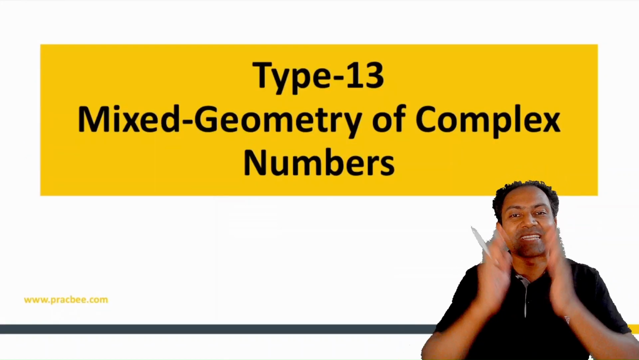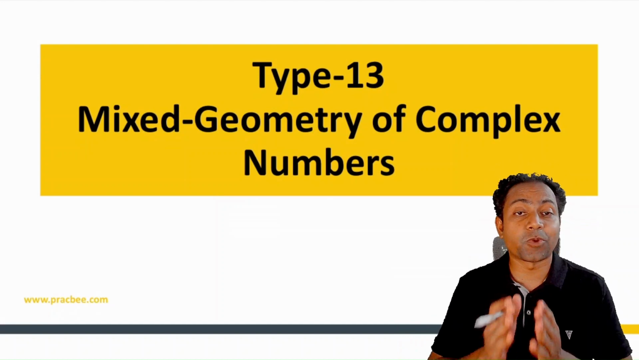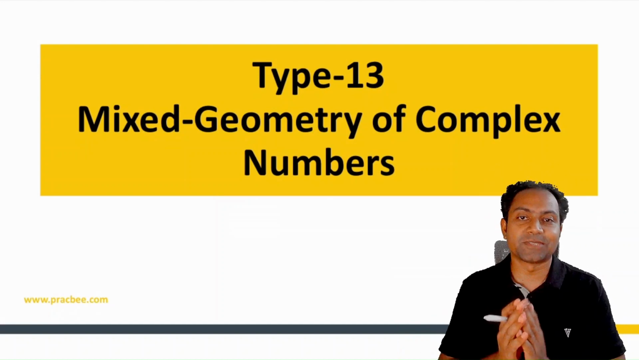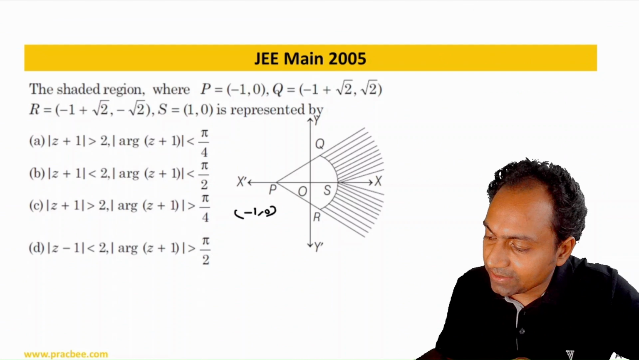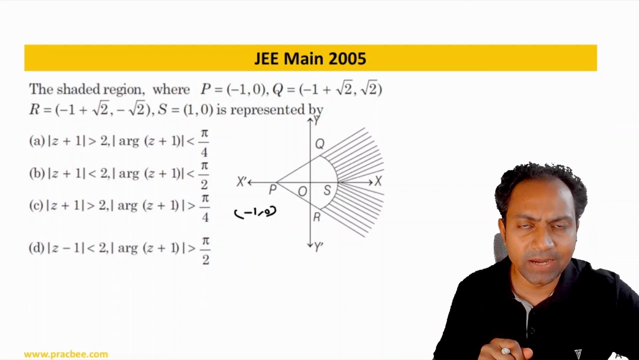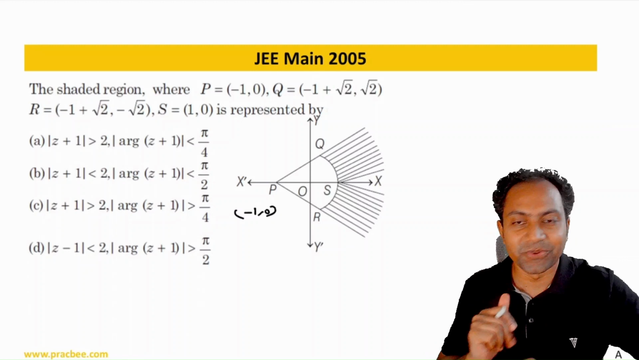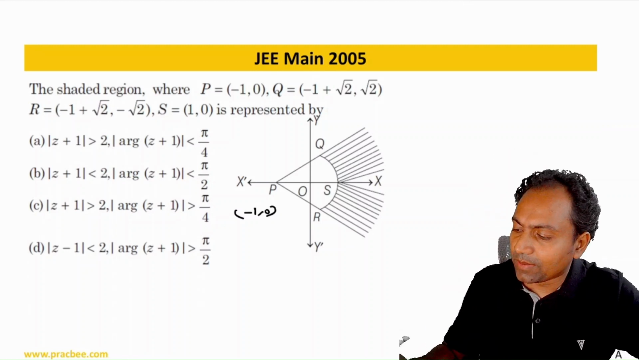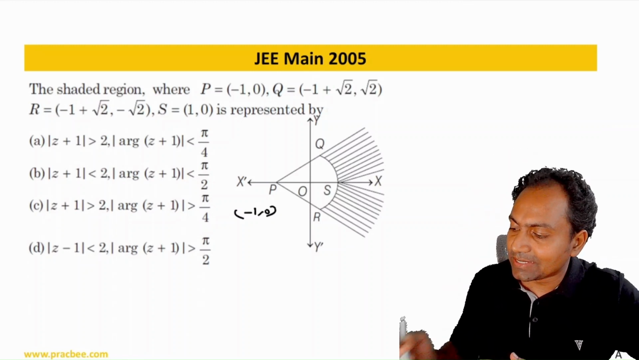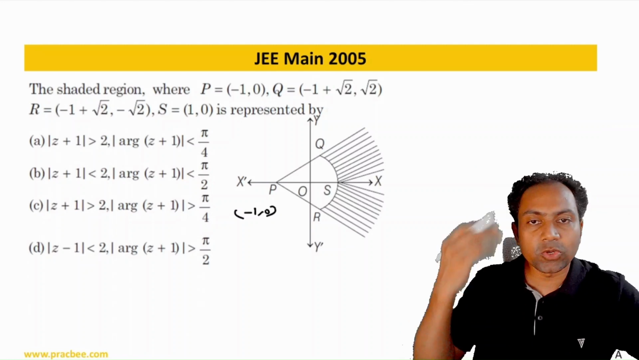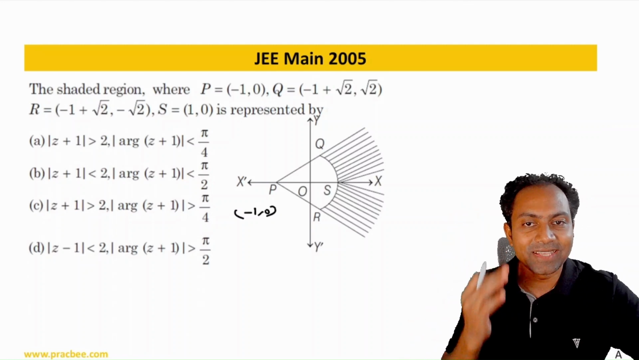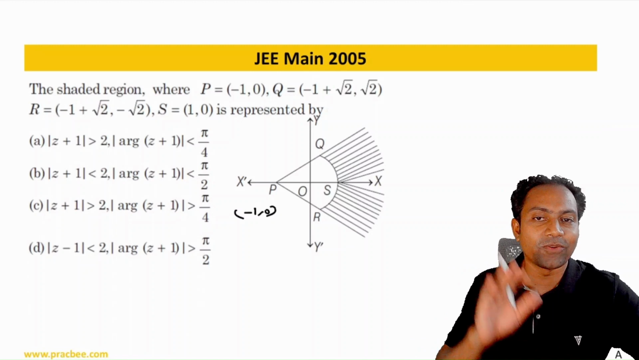Now let us move towards the last problem type of this chapter, that is problems based on mixed concepts in geometry. Now let us see the first question that came in 2005. And I am very sure that this kind of question can again hit you this year in 2024. In this question, they are talking about a region that is given to us in the diagram, and which of the following options is synonymous with the locus of this region.